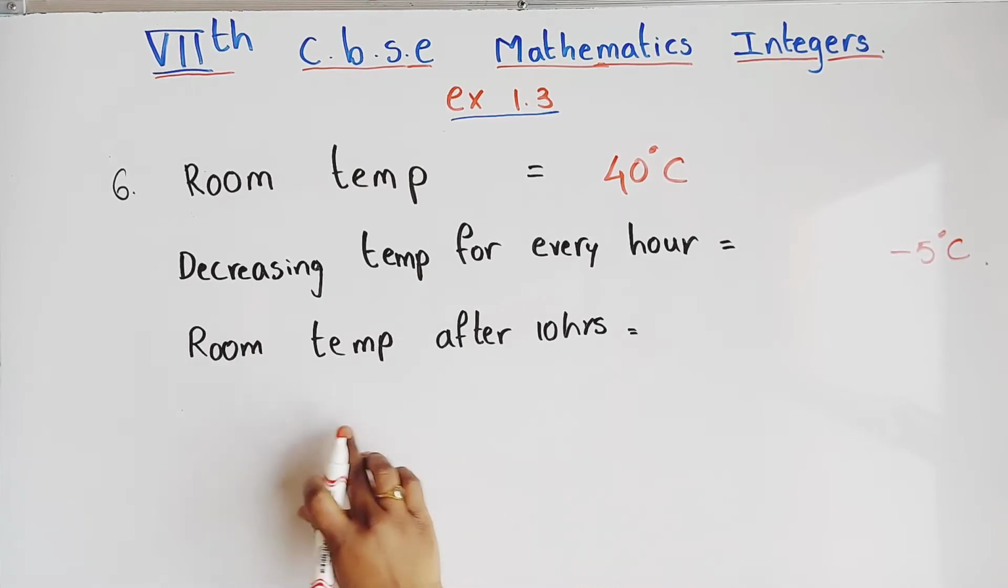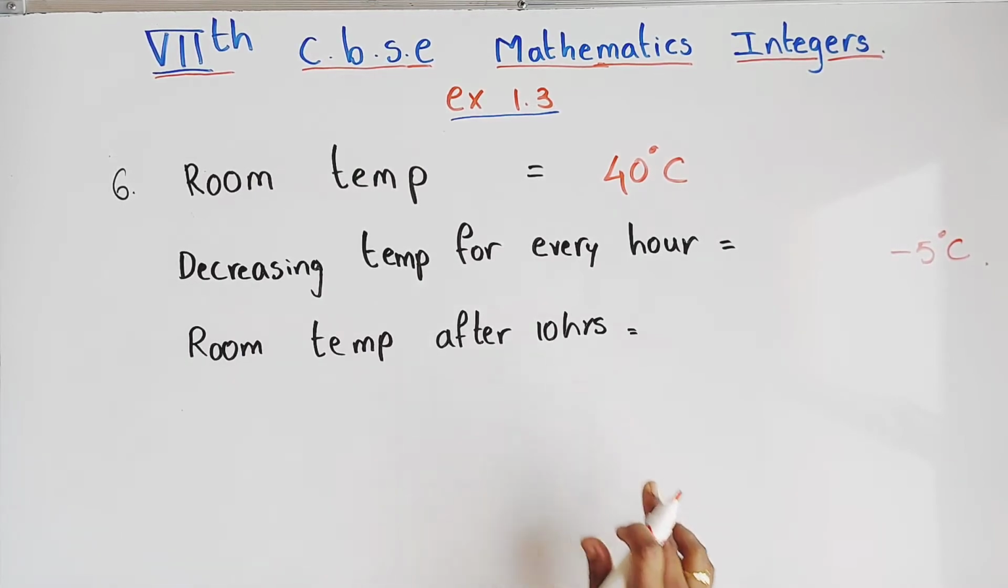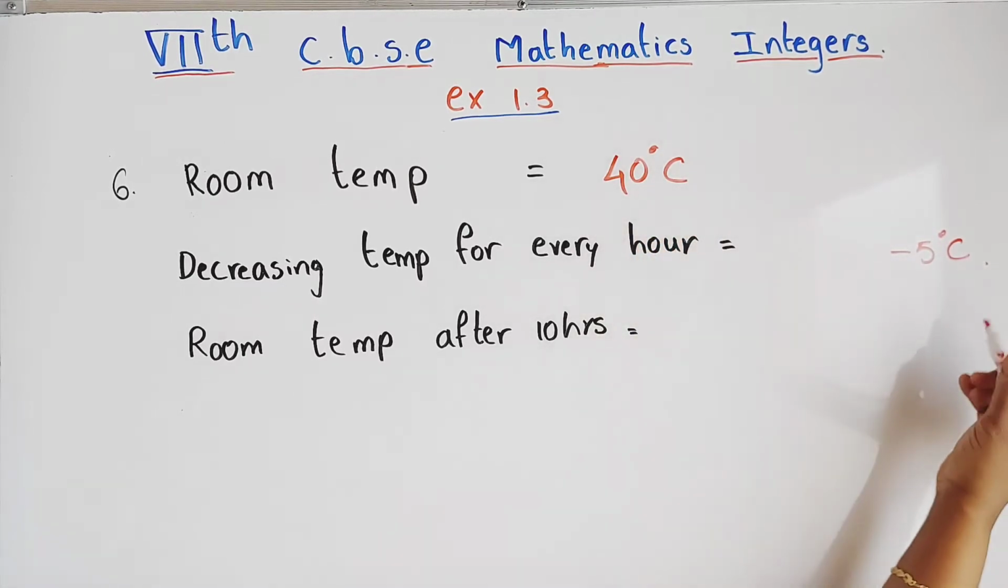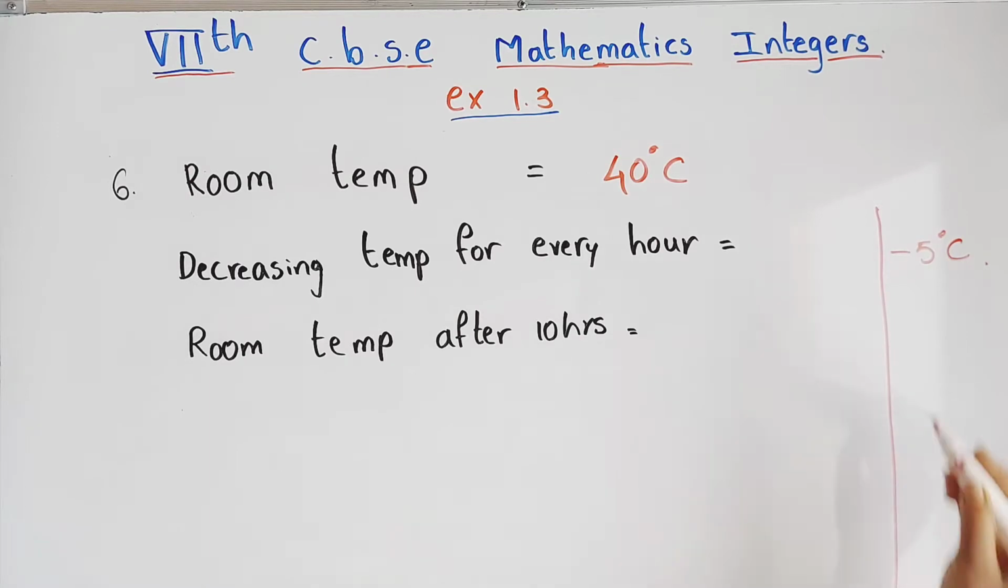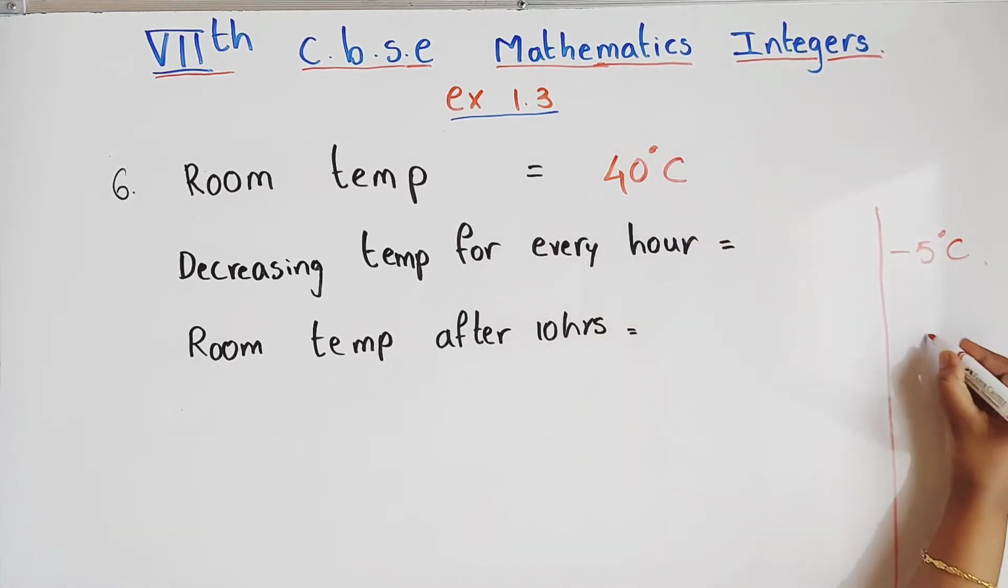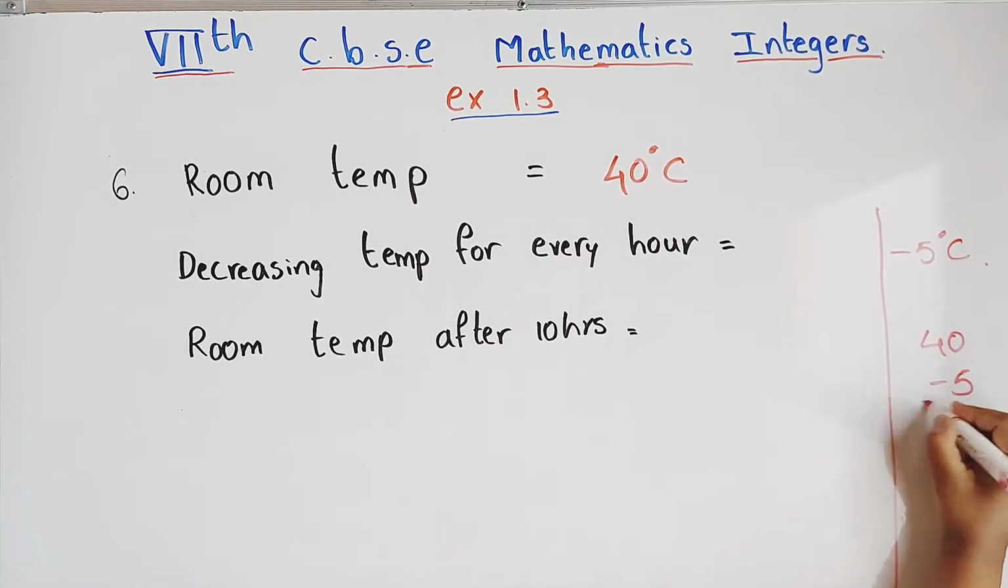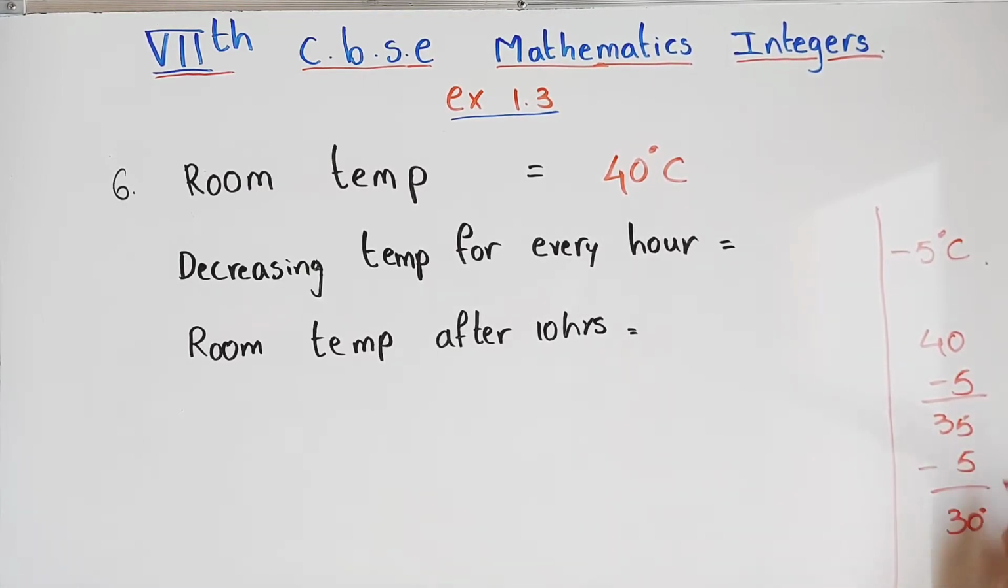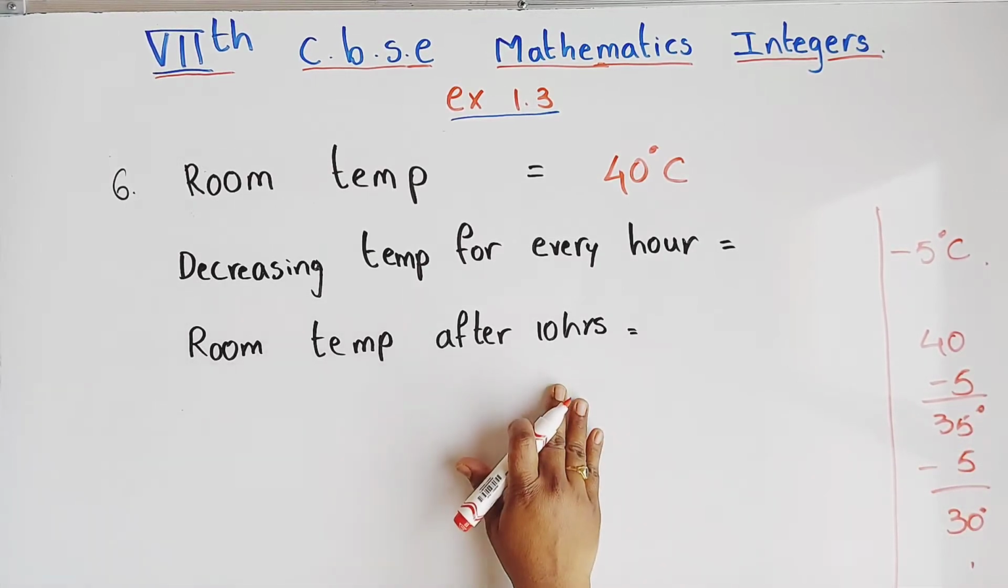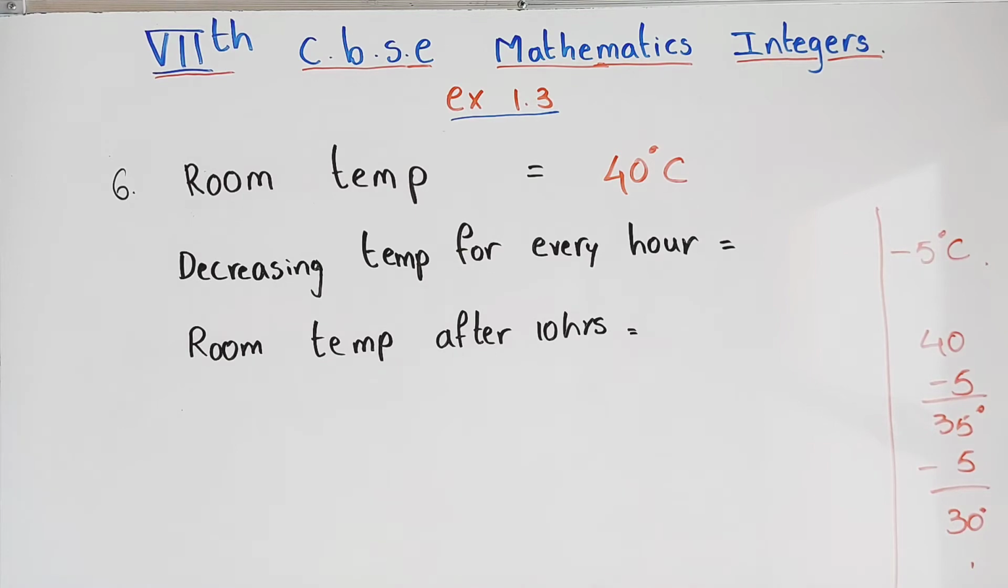What will be the room temperature 10 hours after the process begins? So room temperature is 40 degrees centigrade. Every hour it is decreasing, minus 5 degrees centigrade. That means 40 minus 5, first hour 35, and 35 minus 5 it is 30 degrees centigrade. This process continues like that. They are asking for 10 hours. That means 10 hours into 5 degrees centigrade.